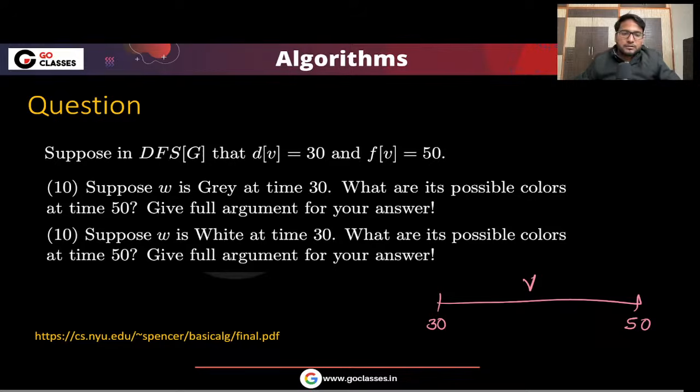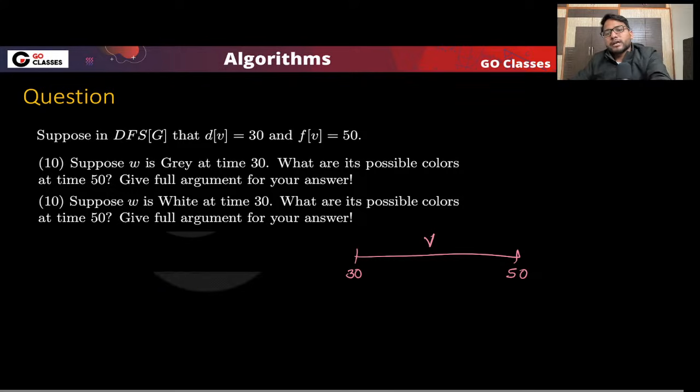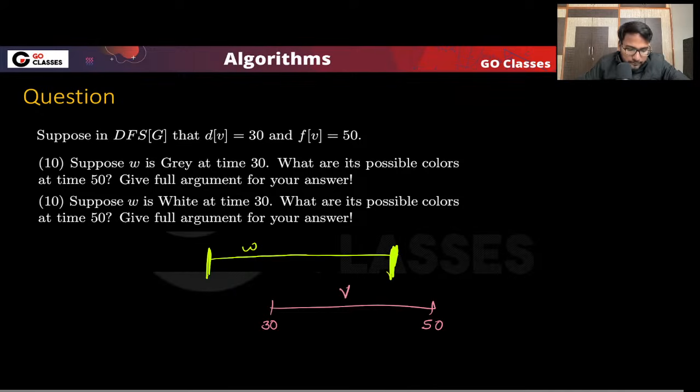See what they are saying. They are saying that W is gray whenever you first visit it, at the discovery time of V. Gray means it has already been visited but not yet finished, right? So maybe you have visited it first but not yet finished. This is W. Now tell me, can I end this W before this V ends? Can I say this is a possibility? If W has been started first and at time 30 is not yet finished because it is gray, can I say it will finish like this? No, right? If it has to finish, it will be something like this, right?